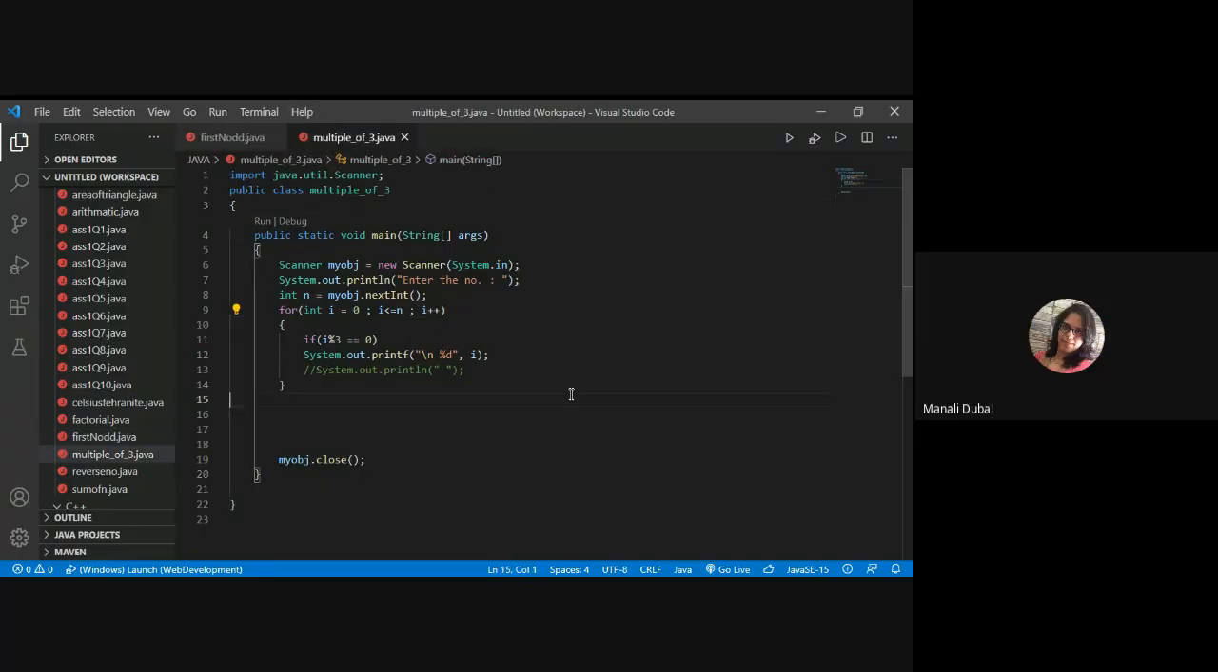Okay, printing the multiples of 3, right? Very easy question. Here you can use this. This logic is correct for that. Yes. Only for that you have to use that logic. Okay, good.